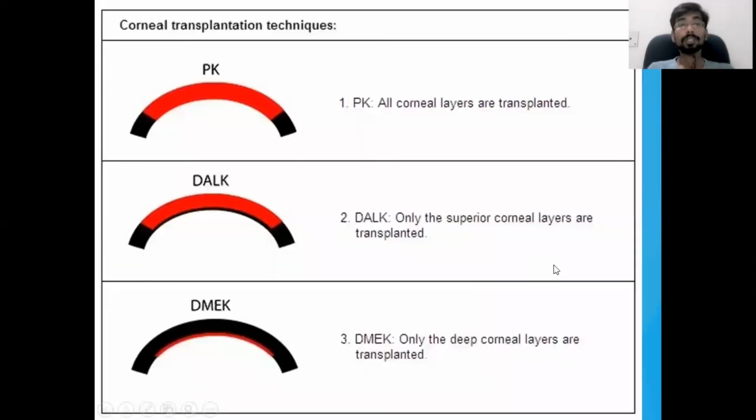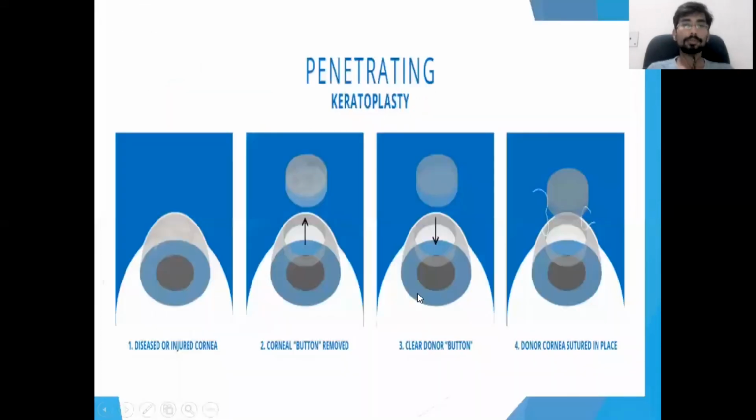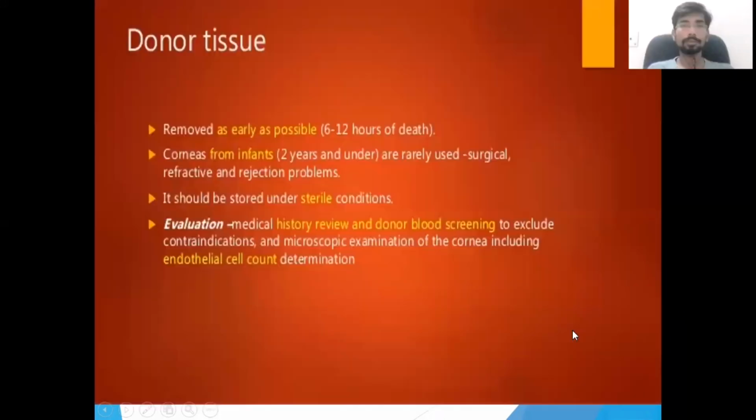Next is corneal transplantation technique. In penetrating keratoplasty, all the corneal layers are transferred. In DALK, only superficial corneal layers are transferred. In DMEK, only deep corneal layers are transferred. So for a diseased or injured cornea, we have to remove the corneal button, and a clear donor corneal button we have to insert and suture.